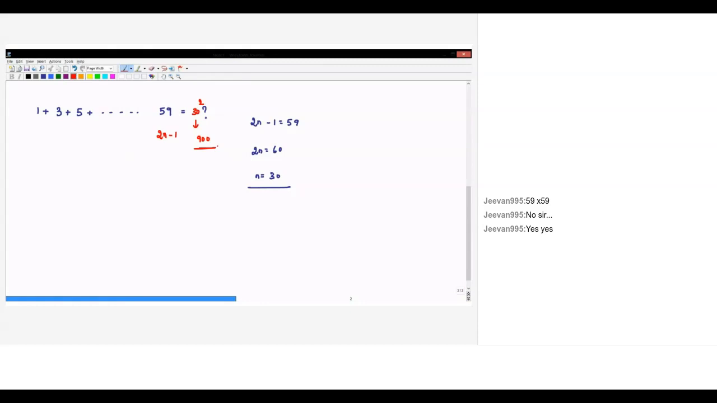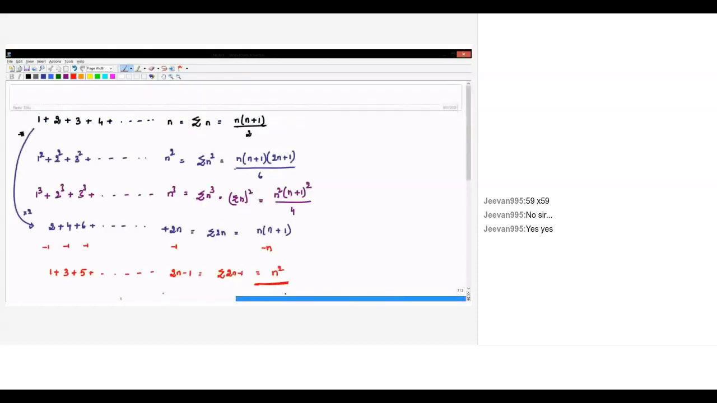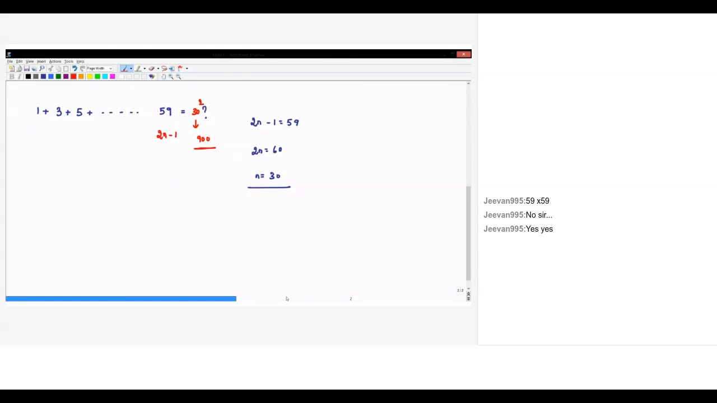So you need to count how many odd numbers are there. So it is not like last number squared. So number of odd numbers you need to count. So number of odd numbers are 30. So you take it as 30 square, not 59 into 59, right? Because I gave you it as n square, not 2n minus 1 square, right? You have to be very careful in substituting the formulas. Hope you understand that.